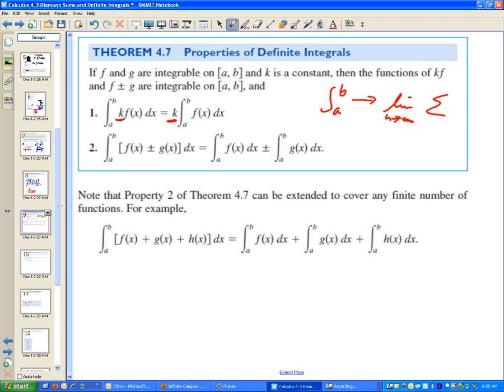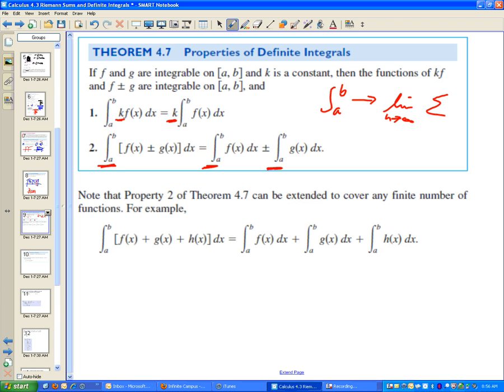Again, since the integral means limit of a sum, with sums, can't we take, if we have more than one term, can't we divide that sum up into sums of separate terms? And can't we divide limits up into limits of separate terms? So we've got to be able to divide definite integrals up into definite integrals of separate terms. We've got to. It's got to work that way because the definite integral is the limit of a sum. So since sums work that way and limits work that way, the definite integrals have to work that way.